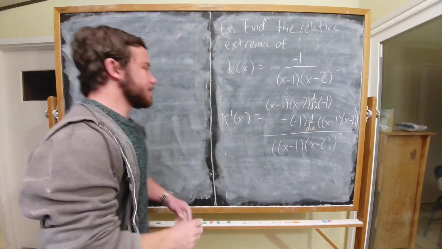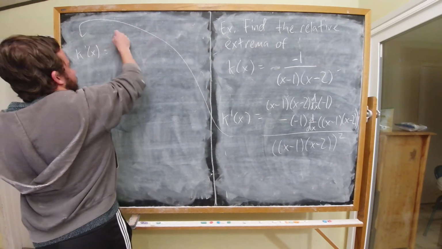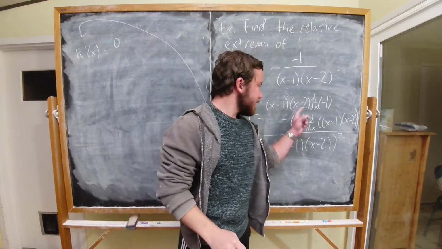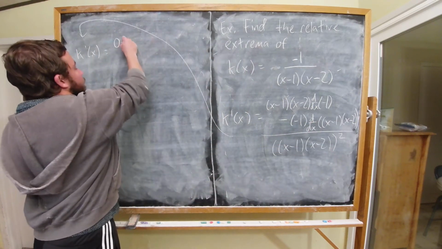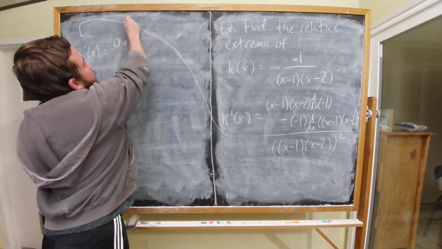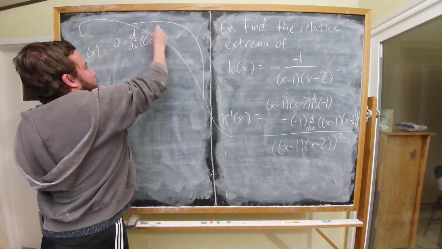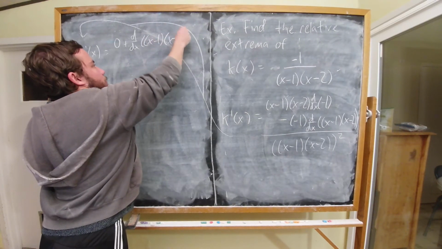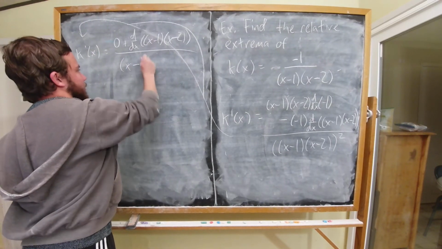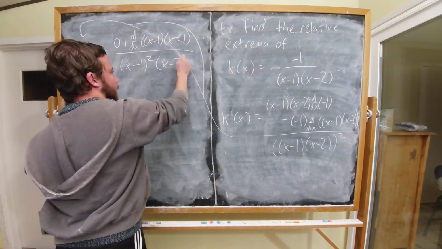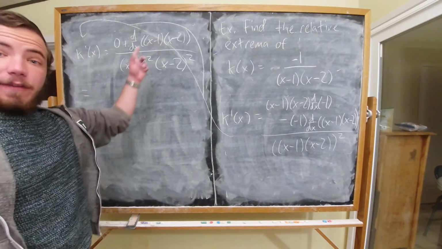Derivative of -1 is 0. Minus -1, that's plus 1. Cool. Plus the derivative of x minus 1 times x minus 2 divided by, okay, the square distributes with multiplication, so we're going to have x minus 1 squared times x minus 2 squared.